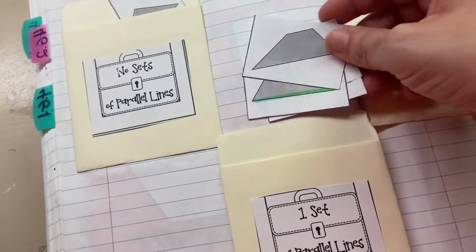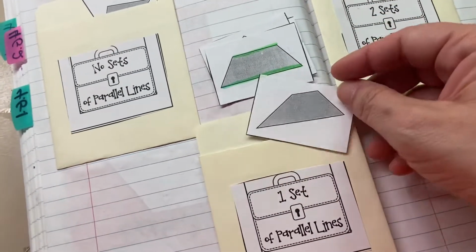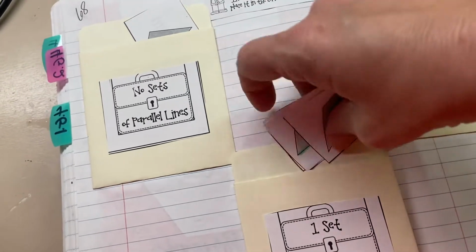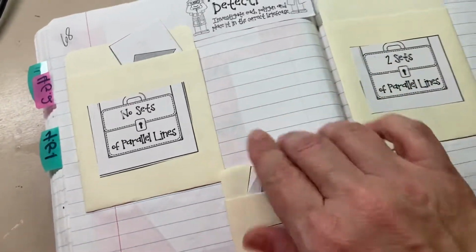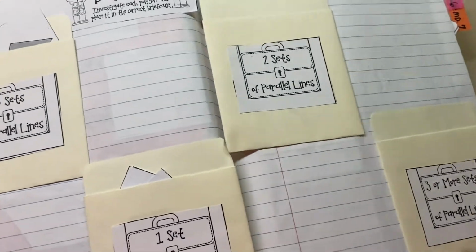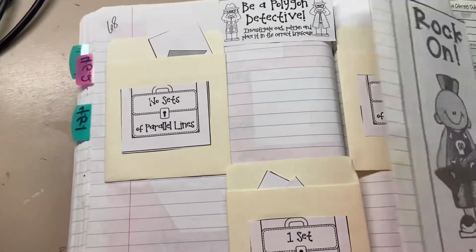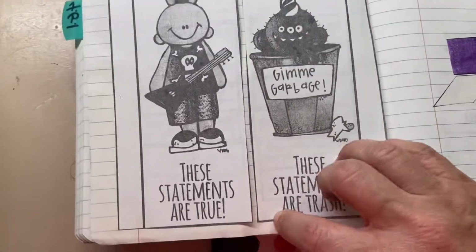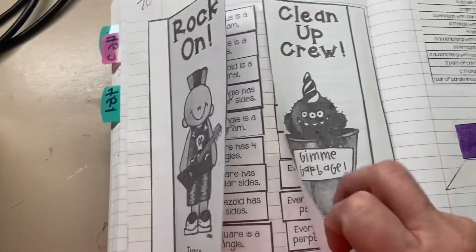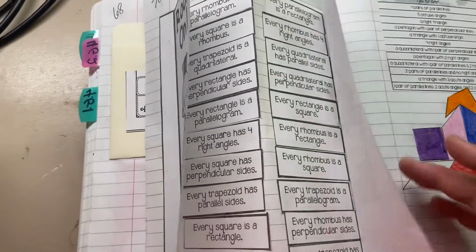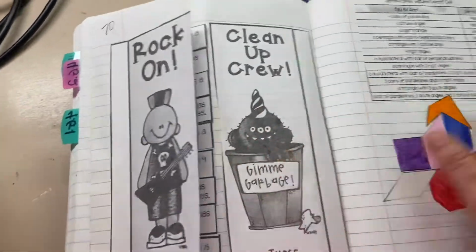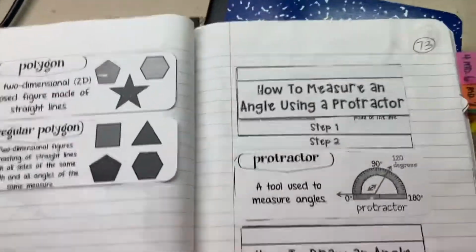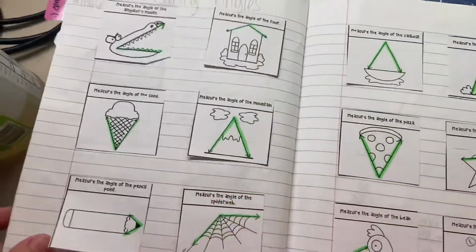Here we go. So they had the shape. They had to sort. It has 1 set of parallel sides, so it would go in that pocket. These statements are true. These are false. Sorts are always good because it just gives them something to cut and paste and do other than a worksheet. So I really, really like sorts. You'll see a lot of those in my stuff.